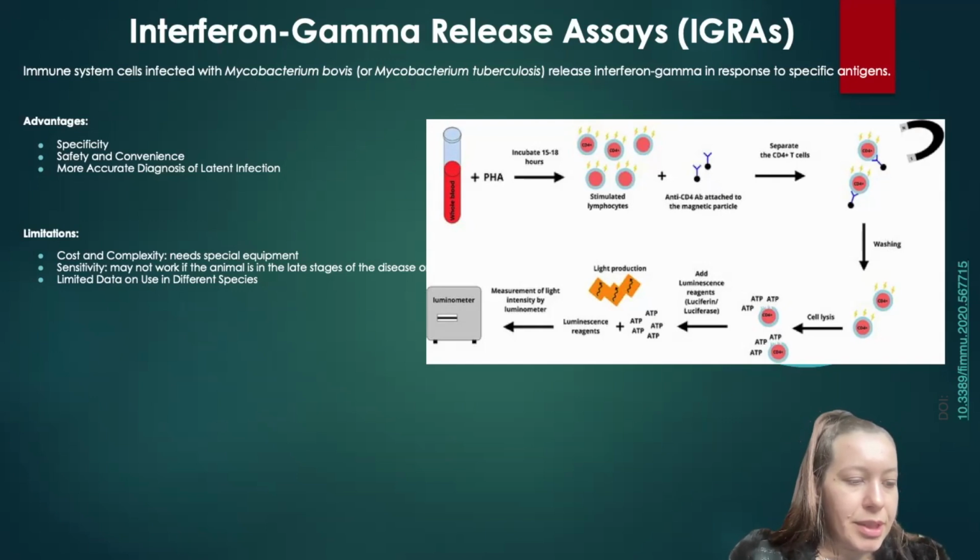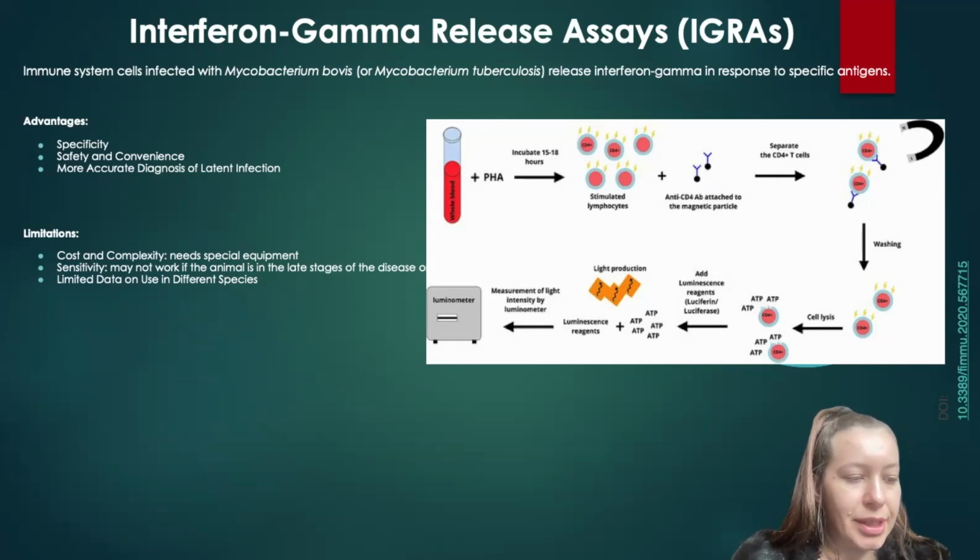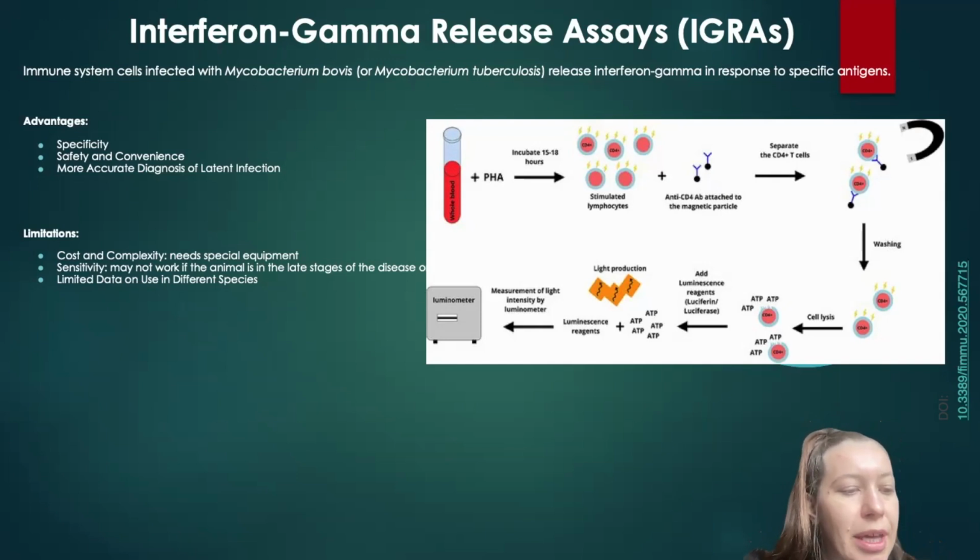Also, there is limited data on use in different species. While IGRAs are widely used for diagnosis of tuberculosis in humans, their use in animals, including cattle, is still being studied and implemented in some regions. IGRAs are often used in combination with other diagnostic methods, such as the tuberculin skin test or molecular methods, and provide a more complete picture of the herd's infectious status. A combined approach helps to improve the accuracy of this method and to reduce the risk of tuberculosis spreading among animals and humans.